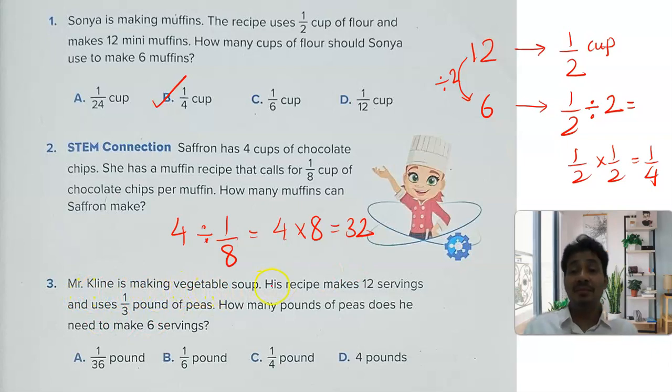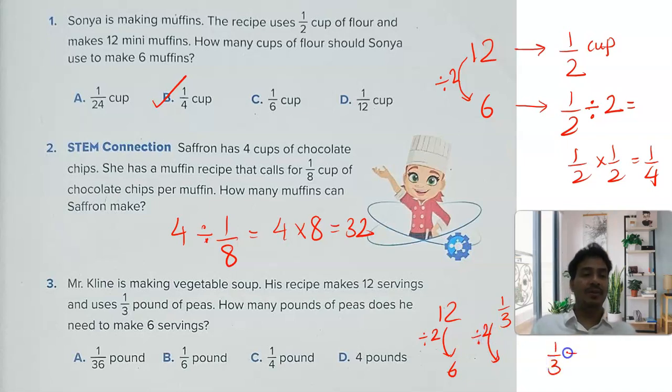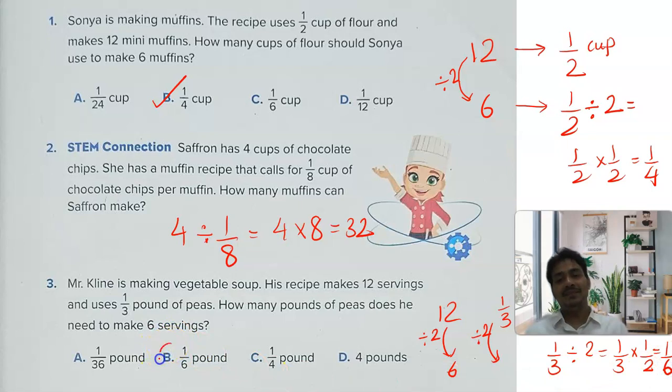Mr. Klein is making vegetable soup. His recipe makes 12 servings and uses 1/3 pound of peas. How many pounds of peas does he need to make 6 servings? This is exactly like the previous question. 12 becomes 6 when you divide by 2. So 1/3 will become how much when you divide by 2? 1/3 divided by 2 will actually be 1/3 times 1/2. So it will be 1/6 pound of peas. So that's it.